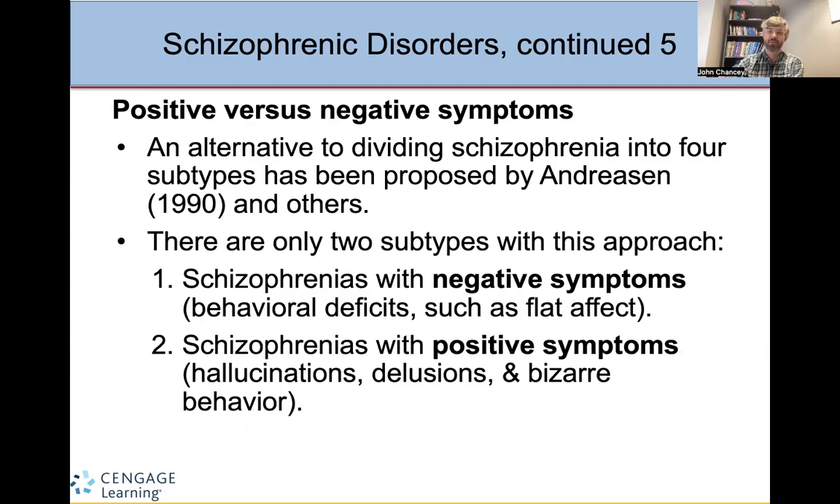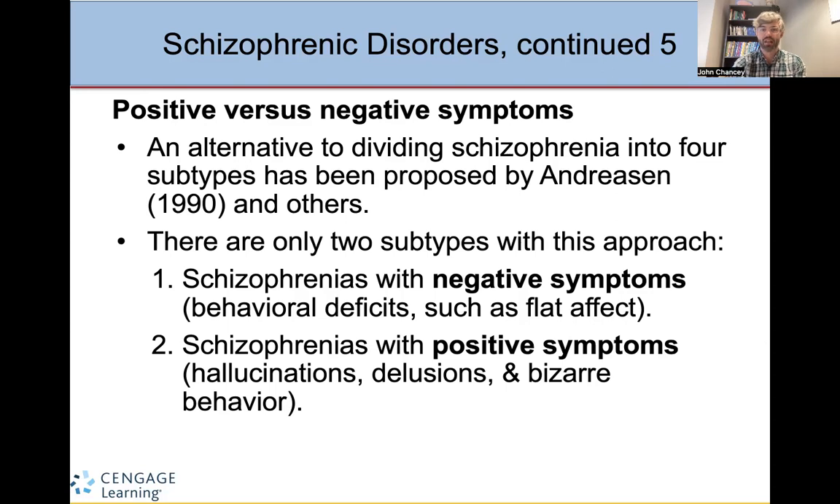You have the positive versus negative symptoms, and this does not mean good or bad. It means addition and subtraction. So really, thinking about the alternative to the schizophrenia subtypes is looking at these different kinds of symptoms. You have schizophrenia with negative symptoms, more on the behavioral side, meaning they are lacking the ability to produce emotions. They might have that flat affect or inappropriate emotions. Whereas the positive symptoms are things like hallucinations, delusions, or bizarre behavior.